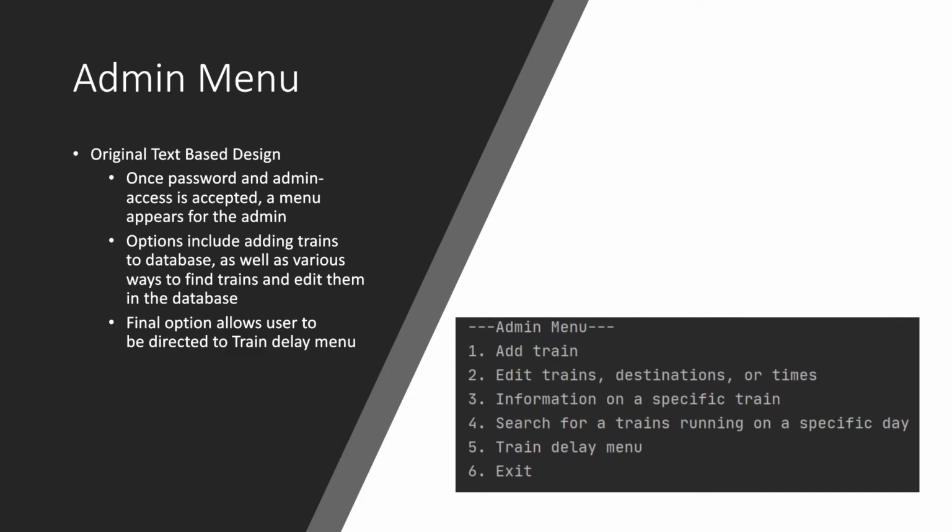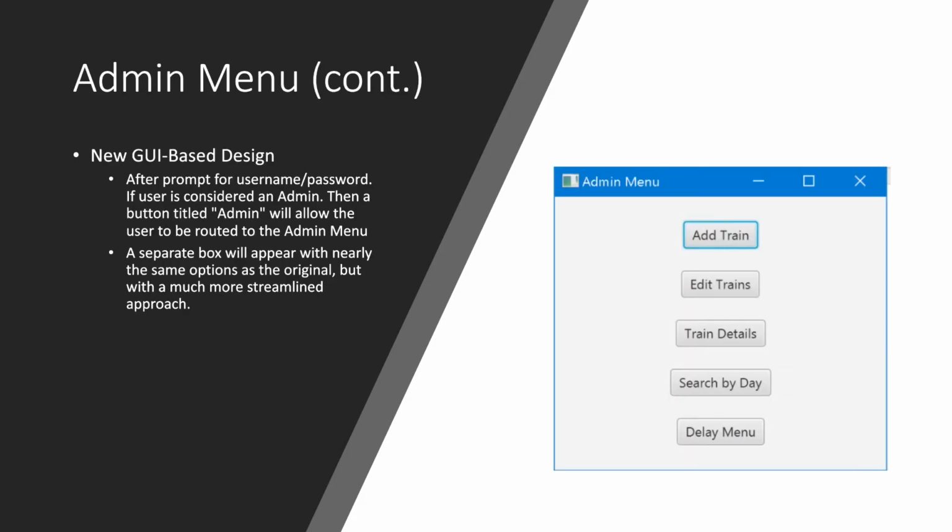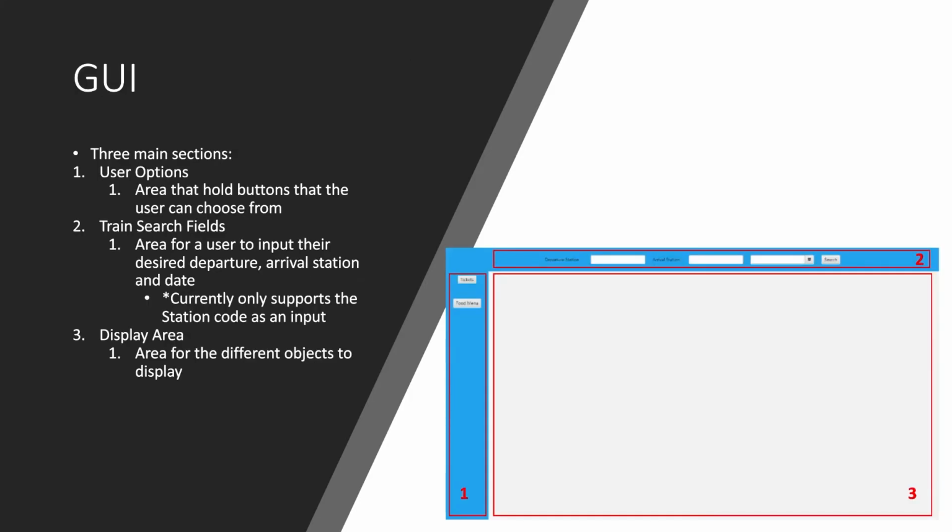delays to running trains. And then in the GUI, it's exactly the same as the original text-based, except in a much prettier format. Our GUI is separated into 3 different sections. The first section holds the options that a user can select. There are currently 3 options: an option to view the user's tickets, an option to view the food menu on diner cars, and an add menu if you have access to it.